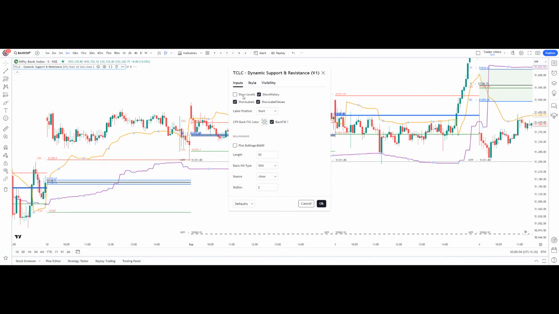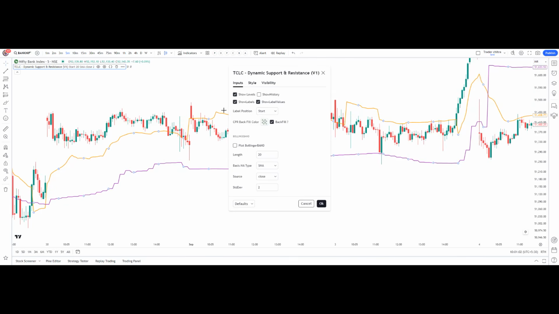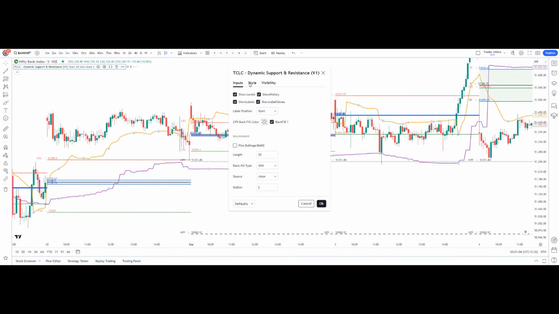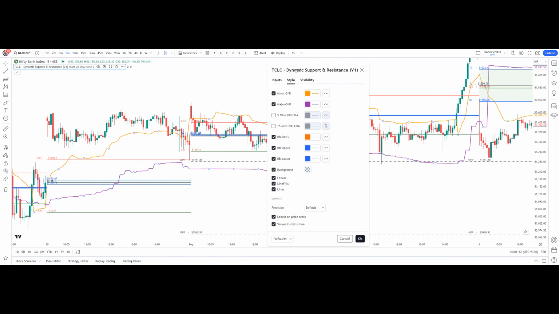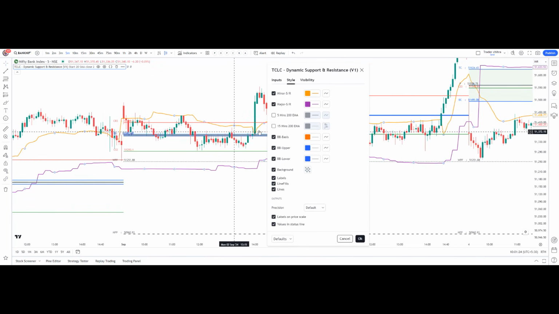If you don't want it, you can just uncheck it. If you want it, you can just keep it. Show history means we can see the previous days' and previous week's levels. If you don't want it, you can just uncheck. Once you go to the style, we can see the minor support and resistance level in yellow color. The major support and resistance level is purple in color. These two lines look like EMA, but this is not a moving average. This is the minor and the major support and resistance level.